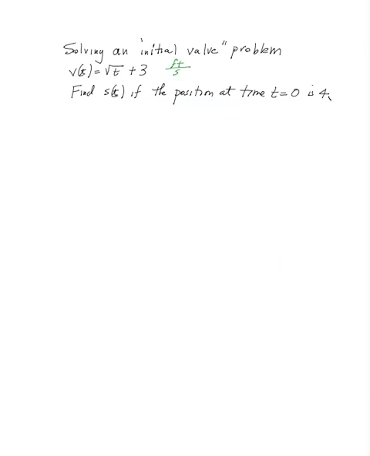And we want to find the position, s of t, if the position at time t equals 0 is 4. In other words, we're given s of 0 equal 4. This is called an initial condition or an initial value. Well, we know that v of t is s prime of t, right? The velocity is the derivative of the position. It's the instantaneous rate of change of position.